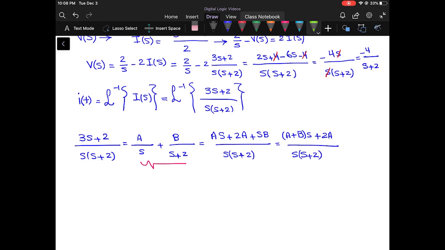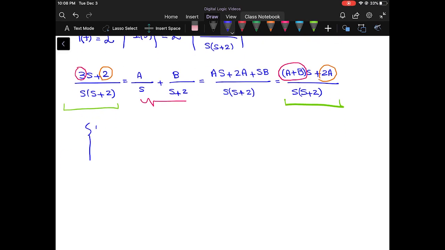Now, let's compare this fraction with this fraction. The denominators are the same, and both fractions are equal to each other, so the numerators should be the same. The coefficient of s over here is 3, and over here it is a plus b. Then what is my constant over here? 2. And the constant over here is 2a. So I have 2 equations and 2 unknowns for finding a and b.